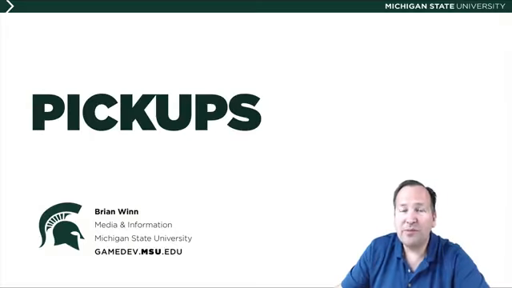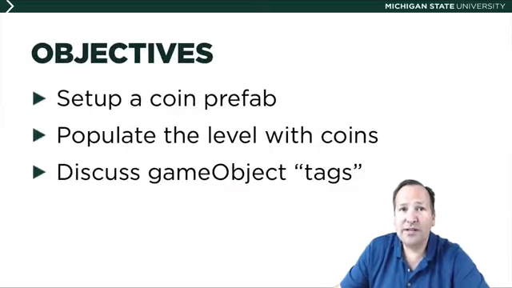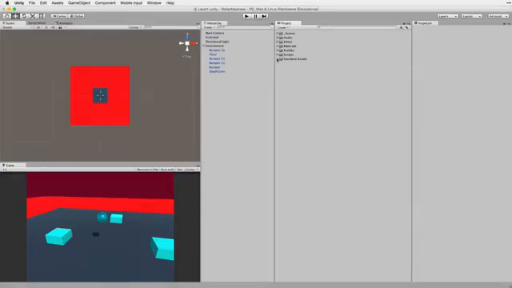What is a game without the ability to collect things? In this video, we'll add pickups, otherwise known as coins, to our Roller Madness game. Our objectives will be to set up the coin game object, populate the game with coins, and discuss the concept of tagging game objects. To create our coin, once again, we're going to use the prototyping standard assets.